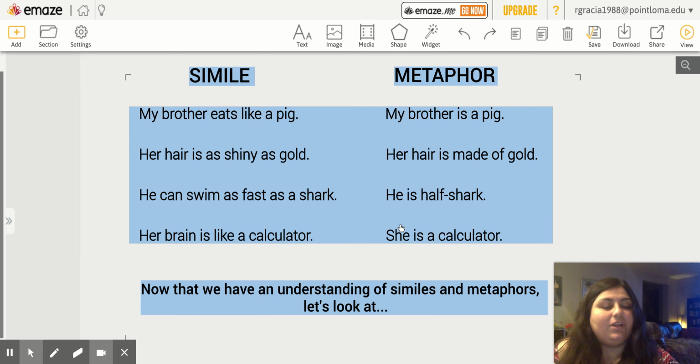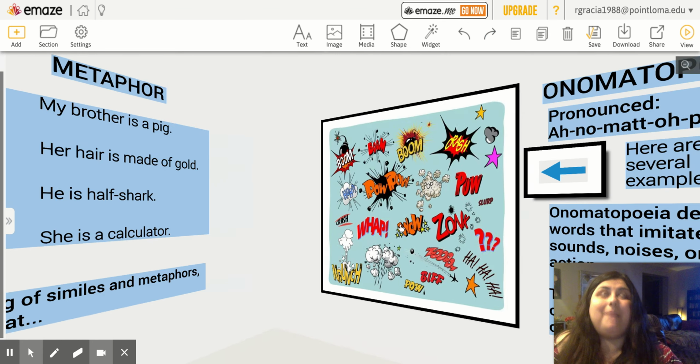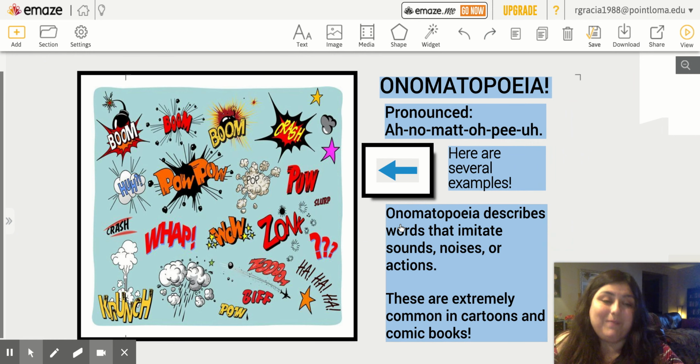So now that we have a pretty good understanding of simile and metaphor, let's go ahead and look at my personal favorite, onomatopoeia. Sounds very scary, doesn't it? Pronounced onomatopoeia. These right here are examples of onomatopoeia. It sounds like a big scary word, but it actually stands for one of the most simple things. It stands for words that are sounds, noises, or actions.